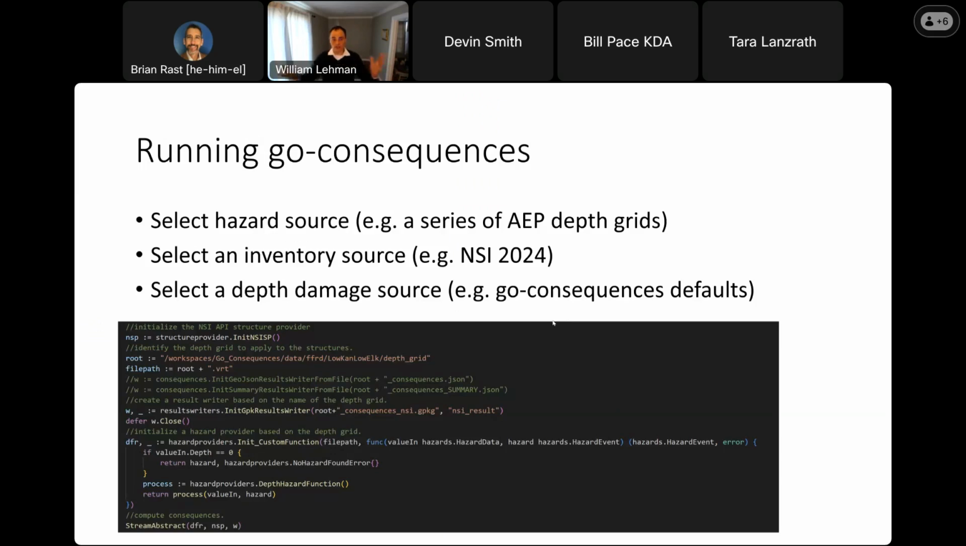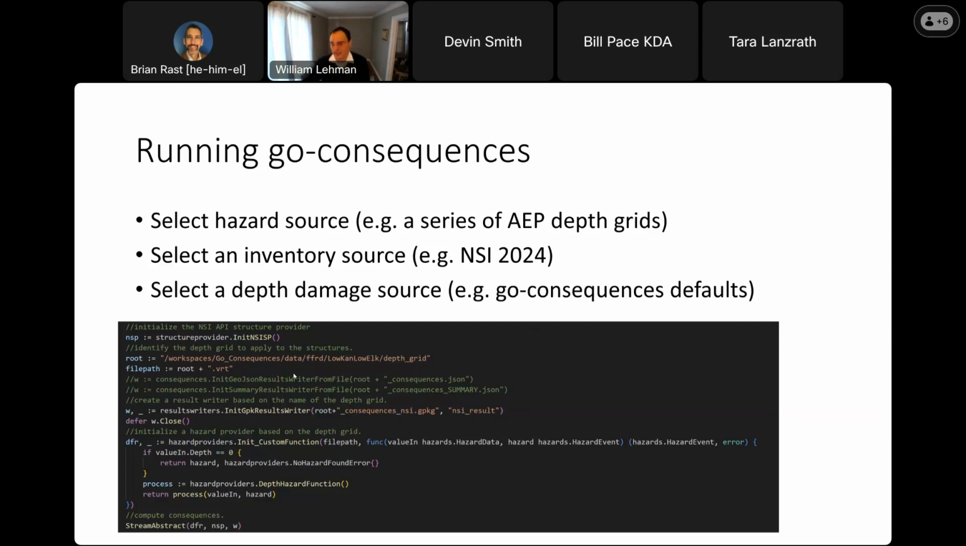So running Go Consequences is pretty easy. What we do is we select the hazard source. In our case, it's going to be a series of frequency-based depth grids. We select a structure inventory source. My hope is that we use NSI 2024. Our fallback would be NSI 2022, which is what I'm using today and have been presenting in our images. And then we would select a depth damage source. I would recommend the Go Consequences default because that's compliant with USACE EGM guidance. And so that's how this works.